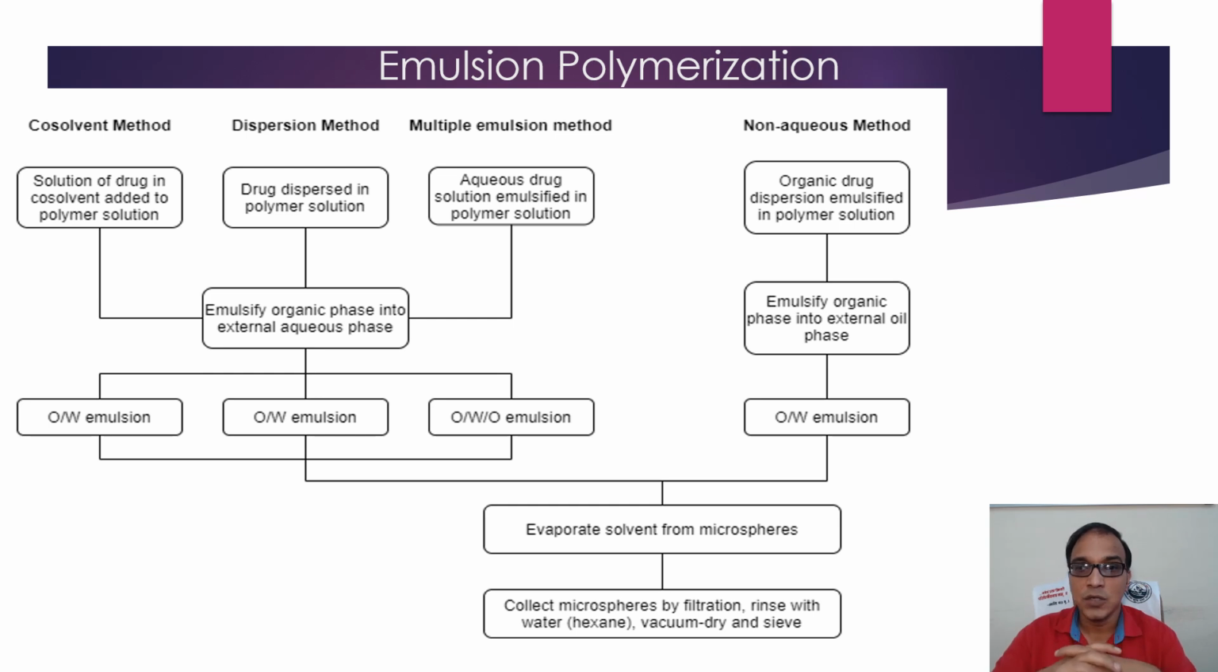As you can see here, in all the methods you are emulsifying the organic phase into the external aqueous phase, leading to a type of emulsion. It may be oil in water, multiple emulsion, or oil in oil. Then you evaporate the solvent to form the microspheres and collect the microspheres by any method: filtration, rinsing with water, or applying vacuum. Then you dry it and sieve it.